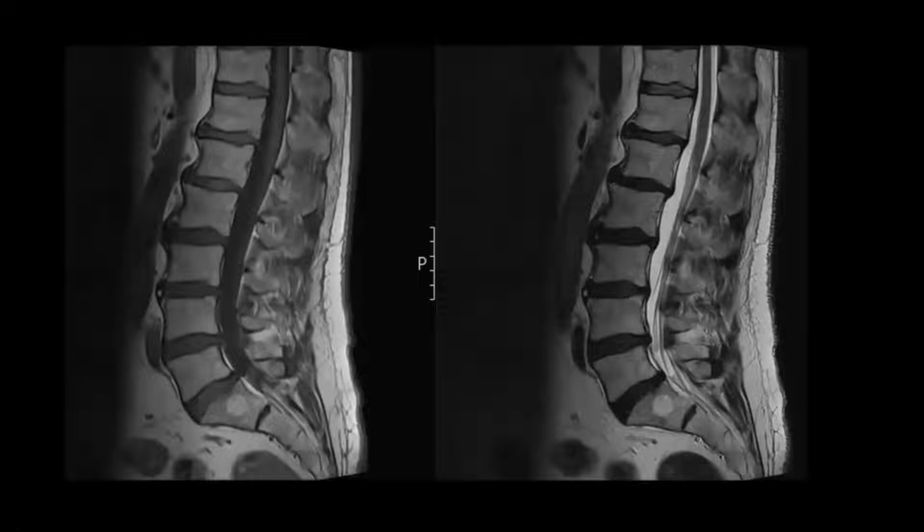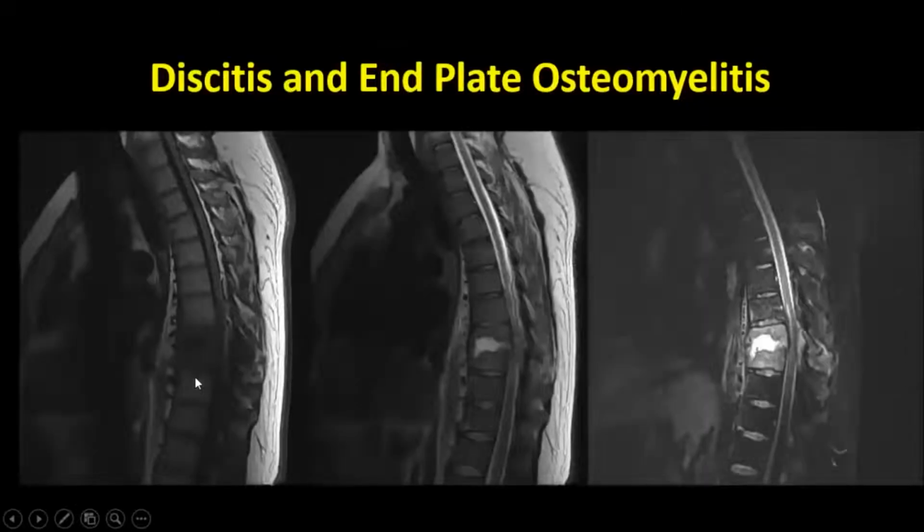This could be a hemangioma, which is the most common lesion that you see in the spine, and this is usually hyperintense on T1 and hyperintense on T2. You can see a similar hemangioma, which is hyperintense on T2 and T1 over here.